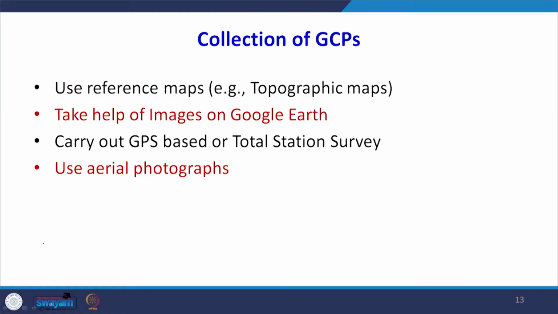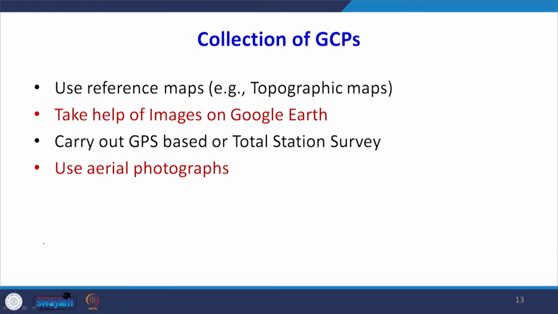So collection of the control points could be either from the reference map, the best source is the topographical maps, because they are available to us, and latitude and longitude lines are marked. So we can always find out peculiar features and determine the coordinates of those points from the topographical maps. But it could be other sources as well. We can take help of images like IKONOS images or the other images which are present on Google Earth, in order to identify which could be the best control points, peculiar control points, prominent control points.